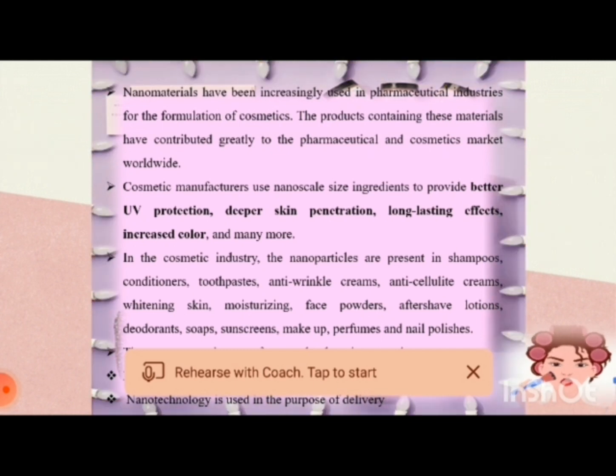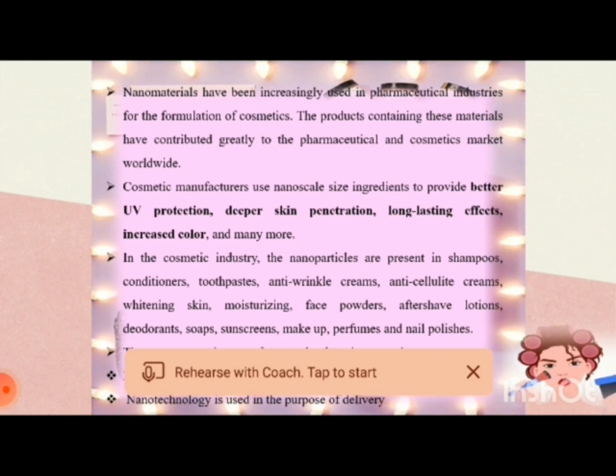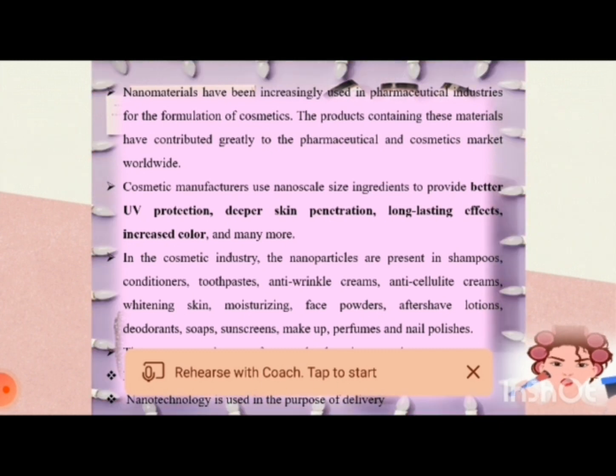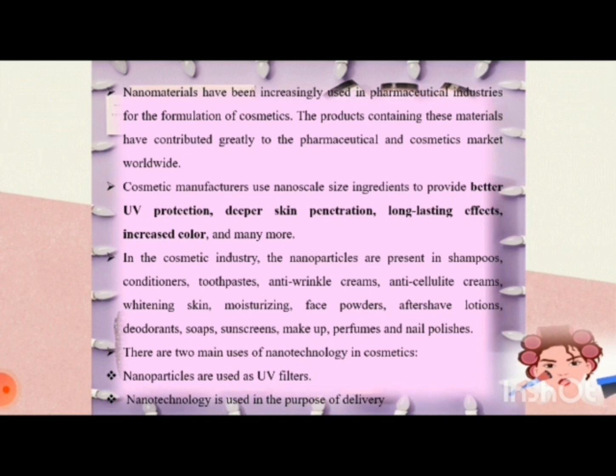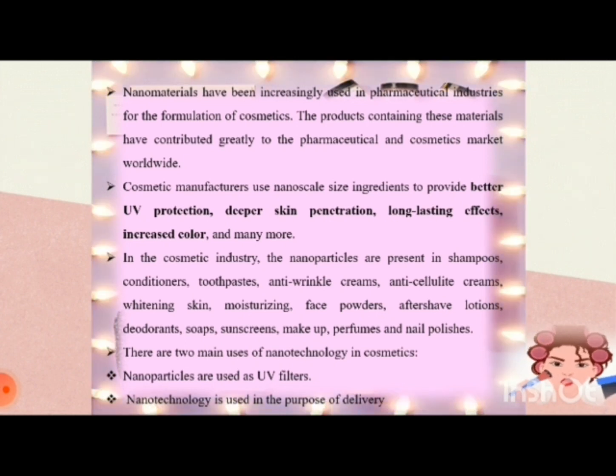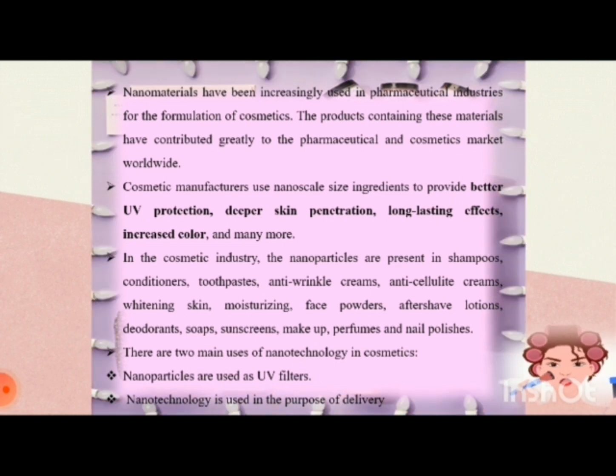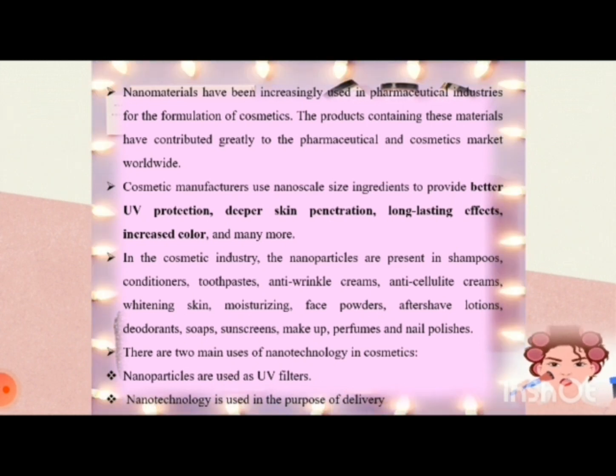In the cosmetic industry, nanoparticles are present in so many products like shampoos, toothpaste, anti-wrinkle creams, moisturizers, sunblocks, face powders, aftershave lotions, conditioner, and many more. The two main uses of nanotechnology in cosmetics are to use nanomaterials as UV filters, like sunblock and sunscreens, and nanotechnology for the purpose of targeted drug delivery.